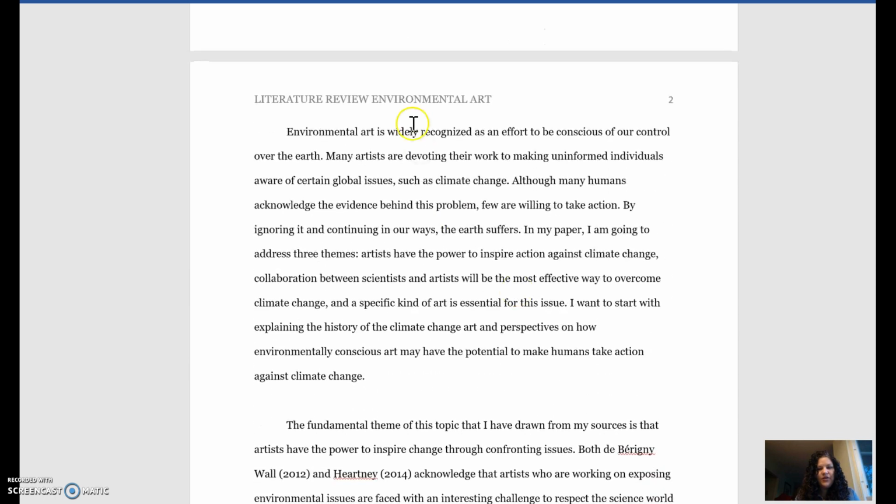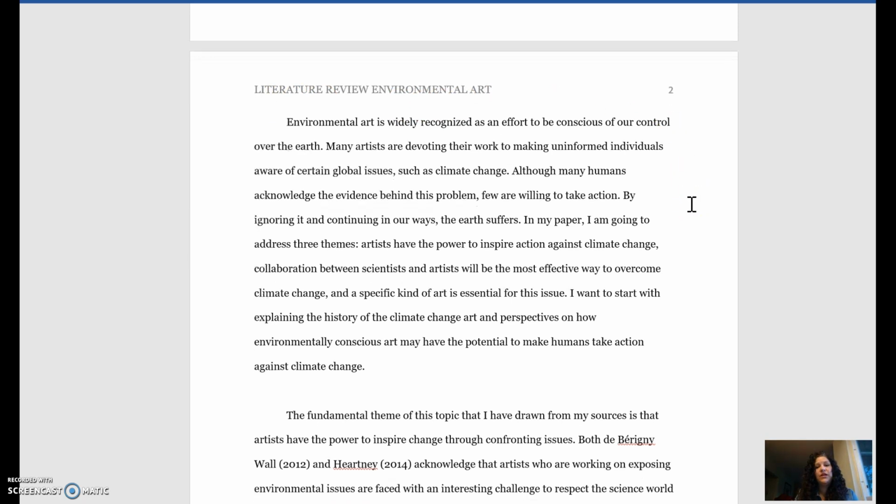Then we look here at the header. You'll notice we have the page number here as number 2. And then we just have the title of the paper here. She's cut the running head part, and so that is also perfect. That's exactly what you want.